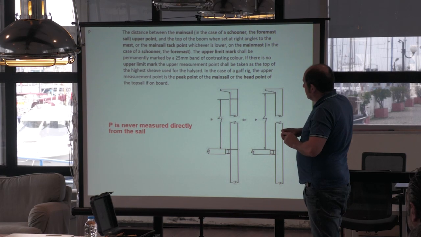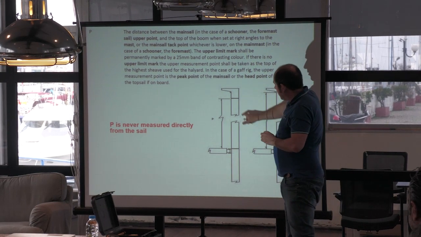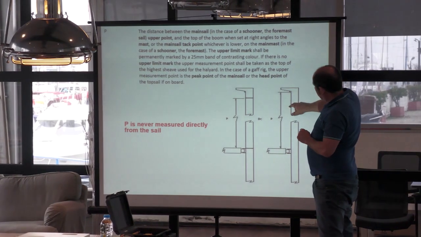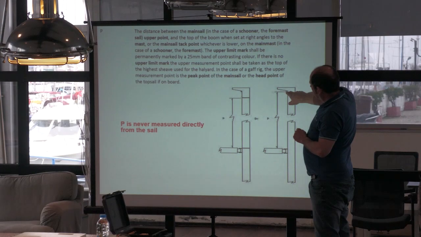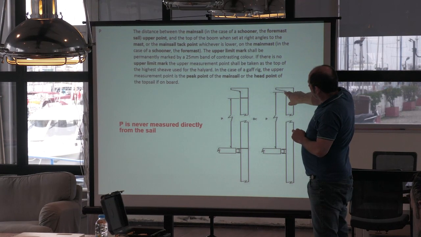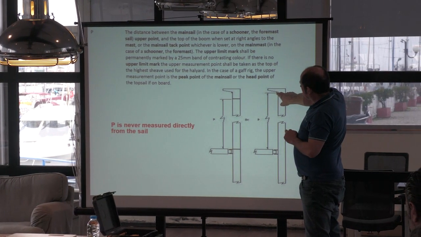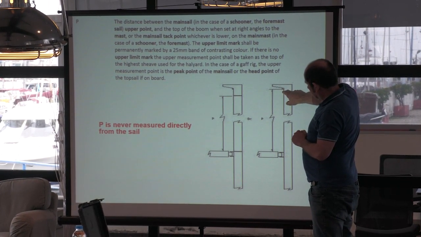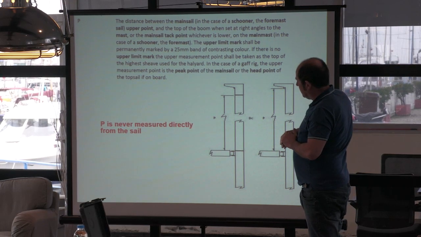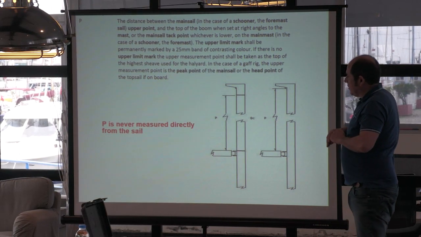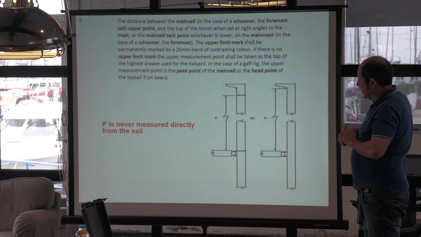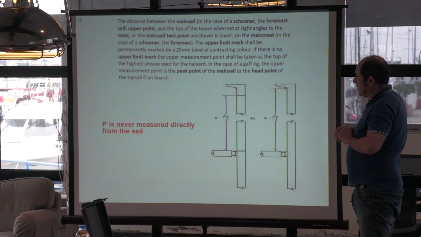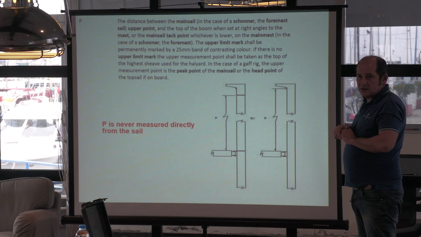If there is no upper limit mark, the measurement will go here. The measurement point is the top of the highest shield used for the header. So if you have to measure a P and the roller is with you and you don't see any mark, you should tell him to put the mark on the mast, okay?